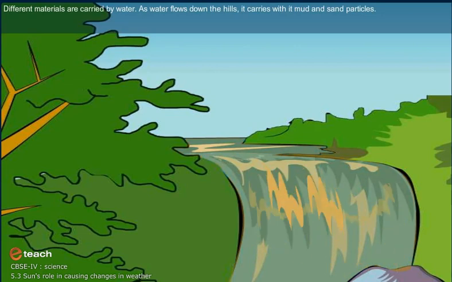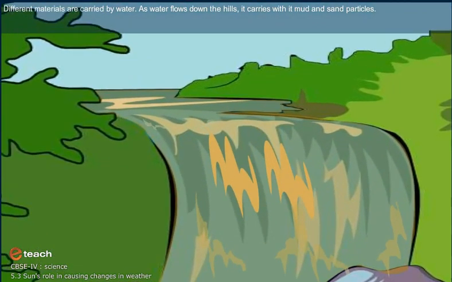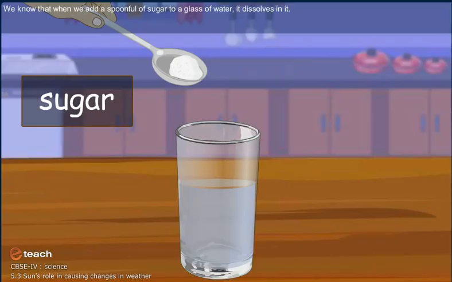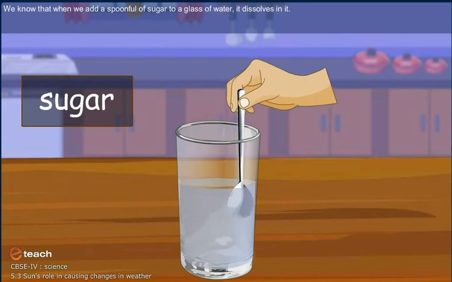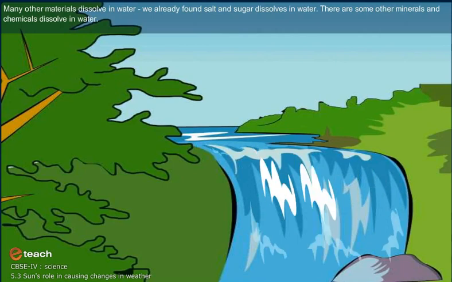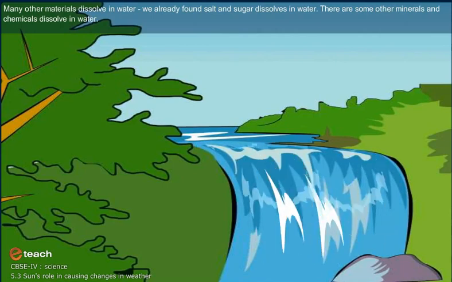Different materials are carried by water. As water flows down the hills, it carries with it mud and sand particles. This makes water impure. We know that when we add a spoonful of sugar to a glass of water, it dissolves in it. Many other materials dissolve in water.